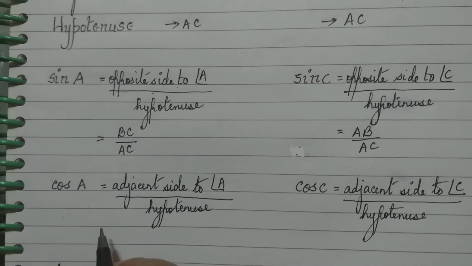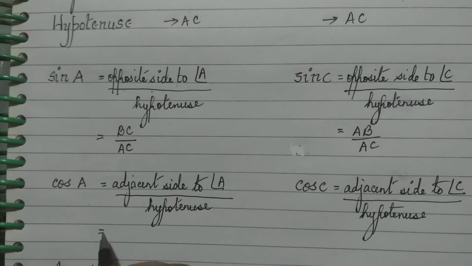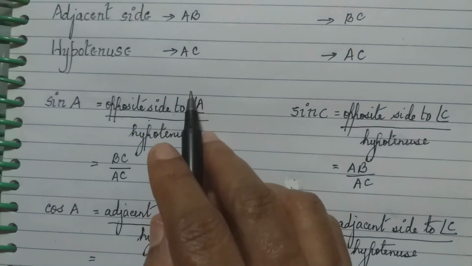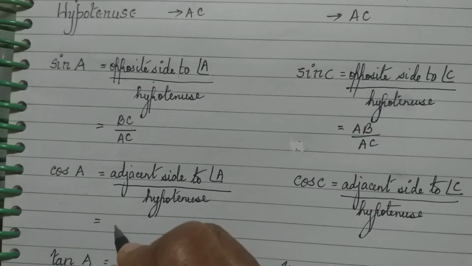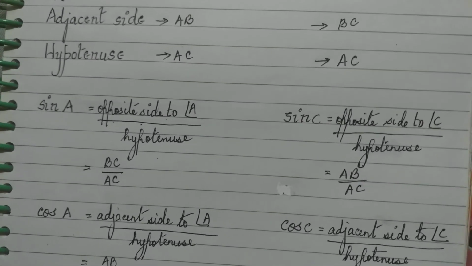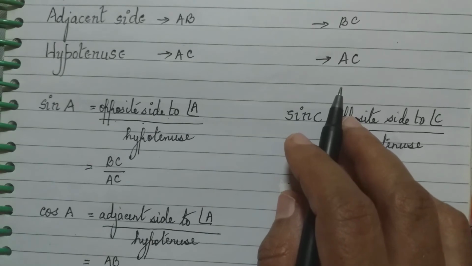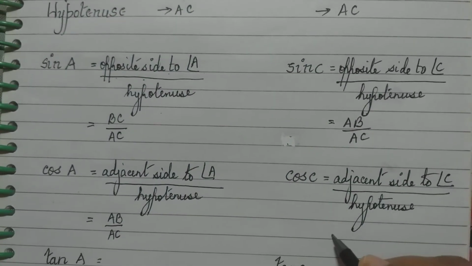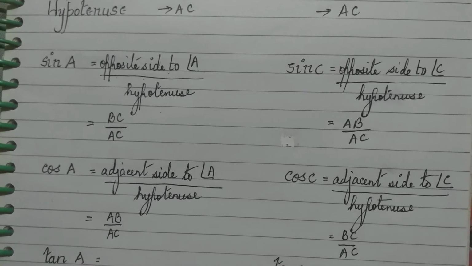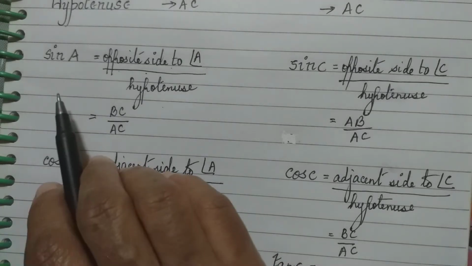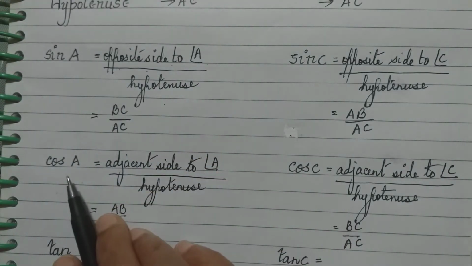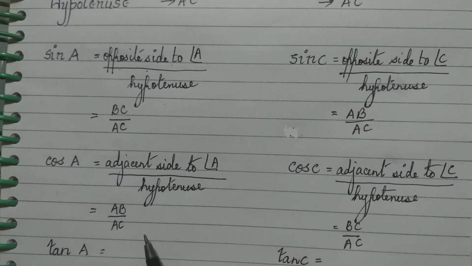Now let us see what these ratios become. This is equal to, now adjacent side to angle A, adjacent side was AB, hypotenuse is AC. So this becomes AB upon AC. Here what was the adjacent side? BC, and hypotenuse is AC. So this becomes BC upon AC. So we have finished two ratios now, sine as well as cos. Sine which says opposite side upon hypotenuse, cos which says adjacent side upon hypotenuse.